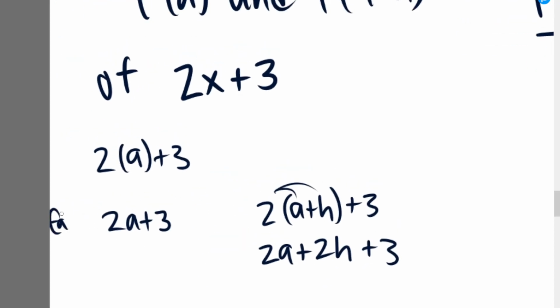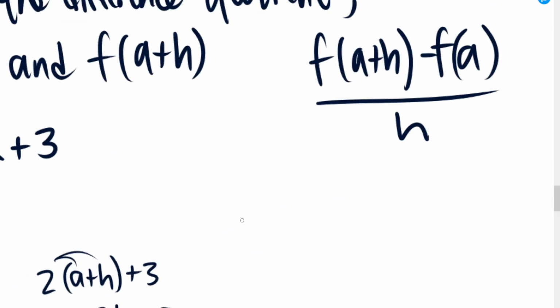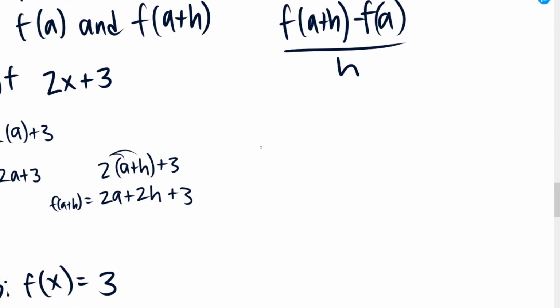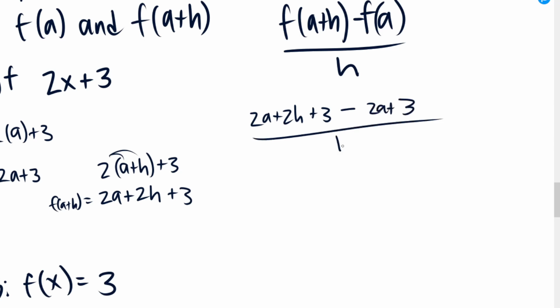Now we need to find this. We've already found f of a plus h, so we'll put that in front. F of a plus h minus f of a is equal to 2a plus 2h plus 3 minus f of a, which is 2a plus 3. I'll divide by h, but we don't need to worry about this for a second. Let's combine like terms. One thing: this minus sign goes around all of f of a, so we need to distribute. So we'll have minus 2a minus 3 instead.